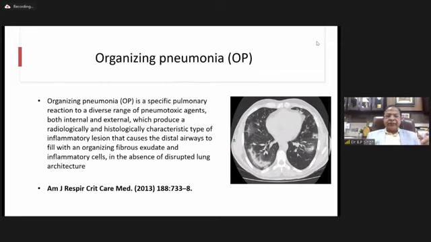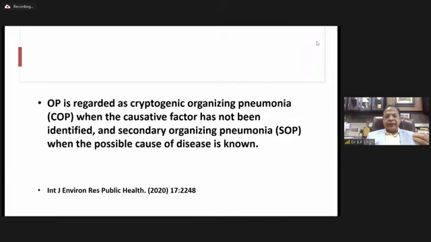Coming to organizing pneumonia, it is a specific pulmonary reaction to a diverse range of pneumotoxic agents, both internal and external, which produce a radiologically and histologically characteristic type of inflammatory lesion that causes the distal airways to fill with an organizing fibrous exudate and inflammatory cells in the absence of disrupted lung architecture. So there is a material filled in the alveoli and in the distal airways. OP is regarded as cryptogenic organizing pneumonia when the causative factor has not been identified, and secondary organizing pneumonia when the possible cause of the disease is known.